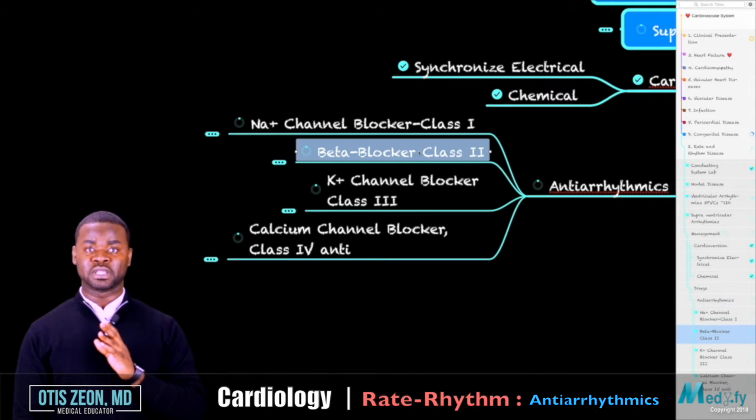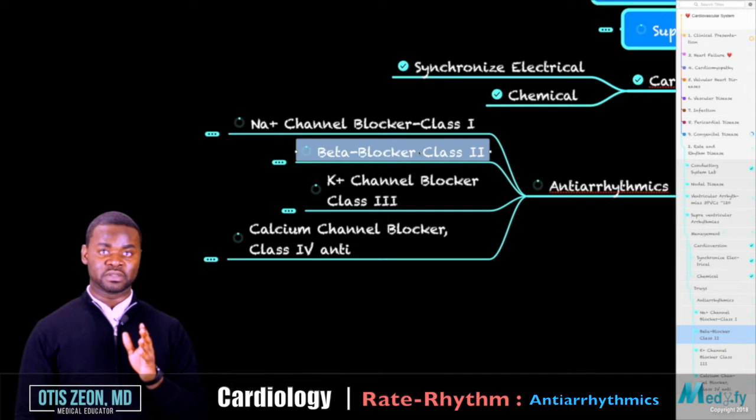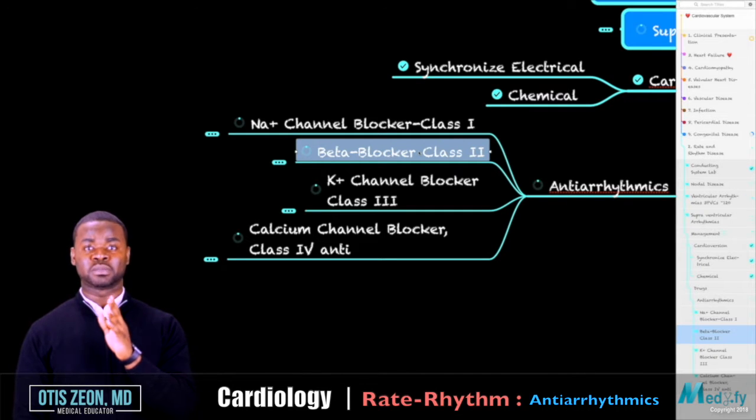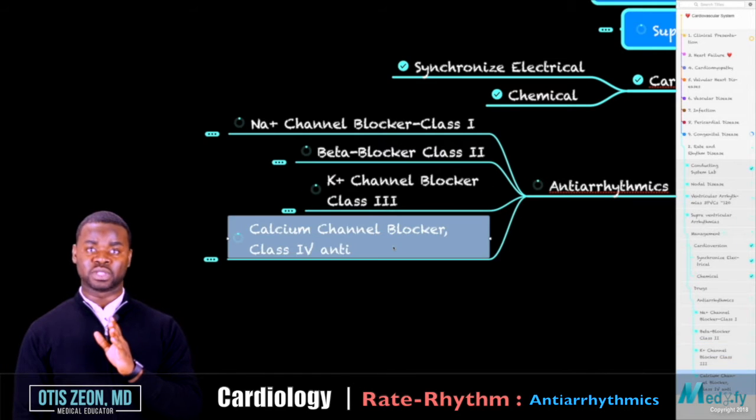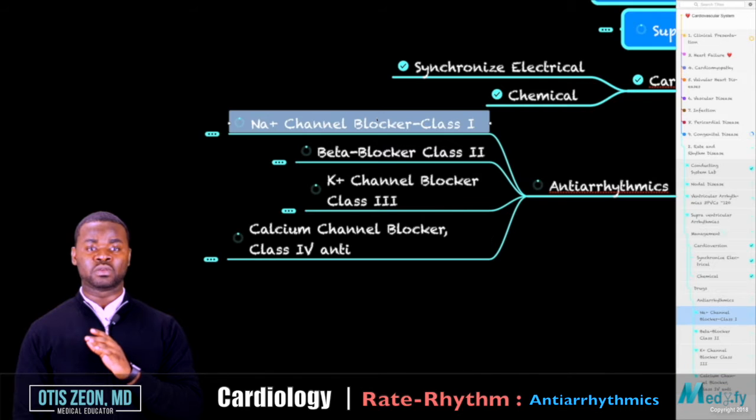Class 2 is specifically beta blockers. You have non-selective and selective. We will talk about some of the key beta blockers that are used specifically for rate control. Class 3 are the potassium channel blockers. The holy grail of antiarrhythmics sits in this class. And class 4 are the calcium channel blockers. Let's talk about class 1 first.